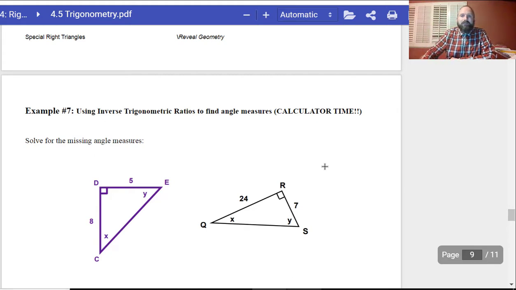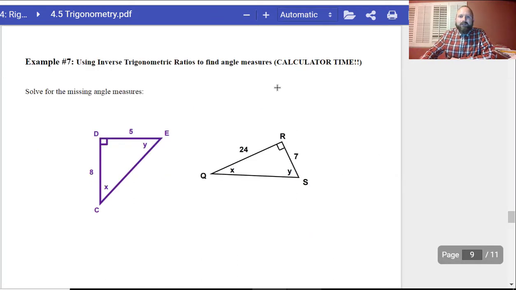So let's go on. We're actually going to now do it. Here are our examples, and this is our last page. Hopefully we can get this done within 8 minutes. So solve for the missing angle measures. All right, so we can solve for this one. This is going to be the opposite and the adjacent.